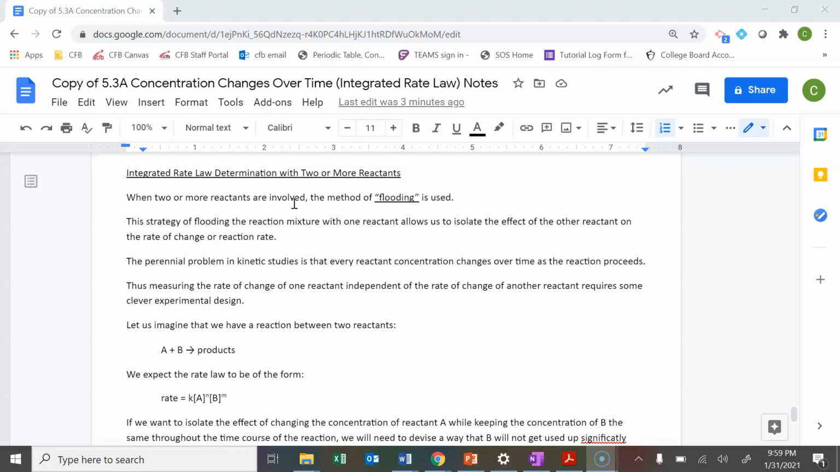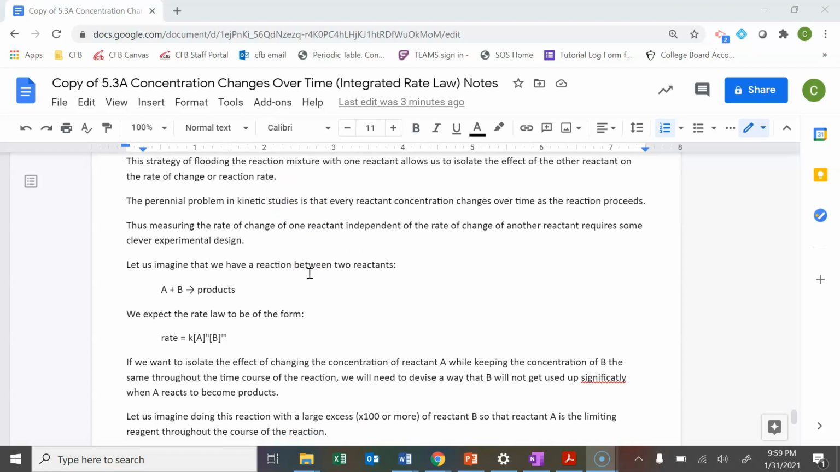So sometimes we have 2 reactants that are involved, and it's kind of hard to isolate one reactant. So we've got this method that we call flooding that we use. This is a strategy of flooding the reaction mixture with one reactant. It allows us to isolate the effect of the other reactant on the change in the reaction rate.